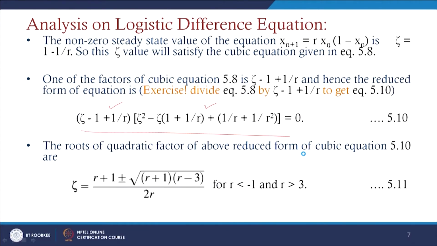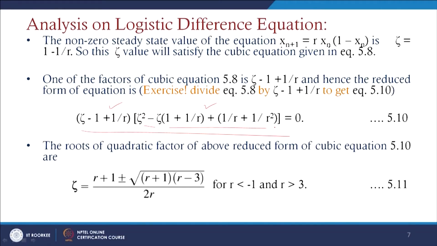Sometimes people also divide these equations, or take common factors, to reduce this to a quadratic form, since for a quadratic form we can have an exact solution. And if we go for the exact solution of this quadratic factor, then the above reduced form of this equation can be written in root form as zeta equals r plus 1 plus or minus square root of r plus 1 into r minus 3, divided by 2r.